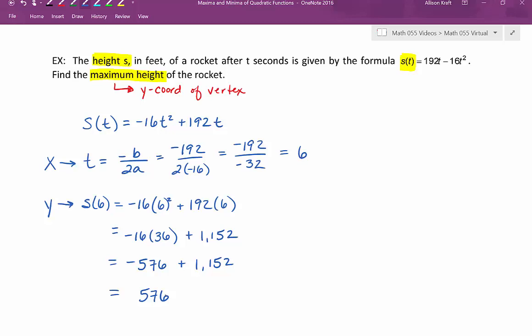We want to make sure that we've answered the question. They asked us to find the maximum height. That's the y-coordinate of the vertex, and we found that. And then the last thing we need is to include any units, and we were told that the height is in feet. Our final answer is 576 feet.